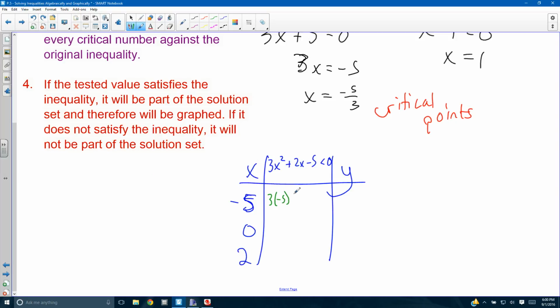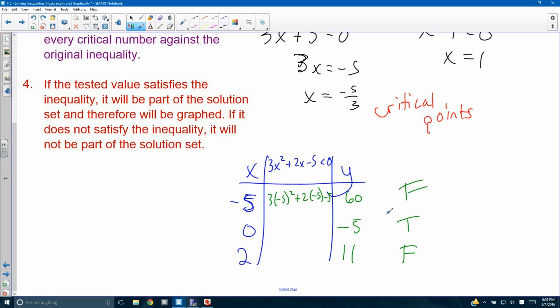3 times -5 squared plus 2 times -5, and I guarantee you I won't be doing this each time. -5 squared is 25. 3 times 25 is 75. Minus 10 is 65. Minus 5 is 60. 60 is positive. This is false. That is not less than 0. 0, plug it in. 0 plus 0 minus 5 is -5. Is -5 less than 0? It's negative. And 2 squared, 4 times 3 is 12, plus 4 is 16, minus 5 is 11. 11 is positive. This will be false as well.